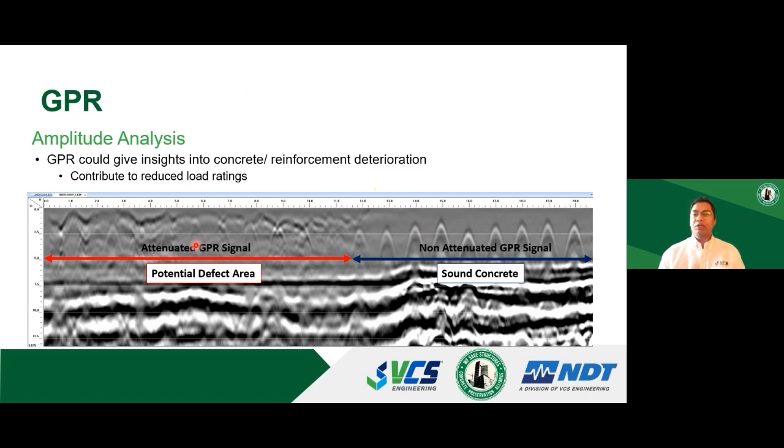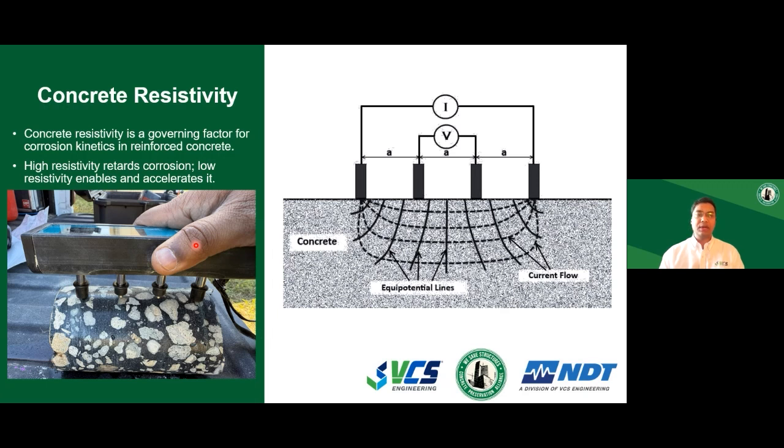Another technique we often use in field is concrete resistivity. Concrete resistivity is one of the key factors that define the corrosion kinetics in reinforced concrete. When I say corrosion kinetics, I'm talking about the rate of corrosion. Essentially, in field, you use something called a Wenner probe, where it has 4 probes. The outer 2 probes pass a current between them, and the inner 2 probes measure the resulting potential change. And this is how you calculate the resistivity of the concrete.